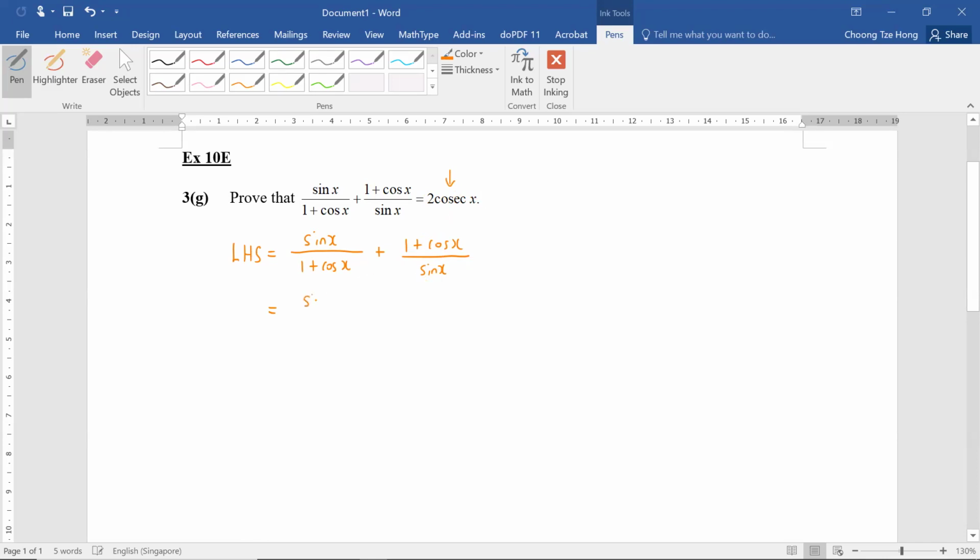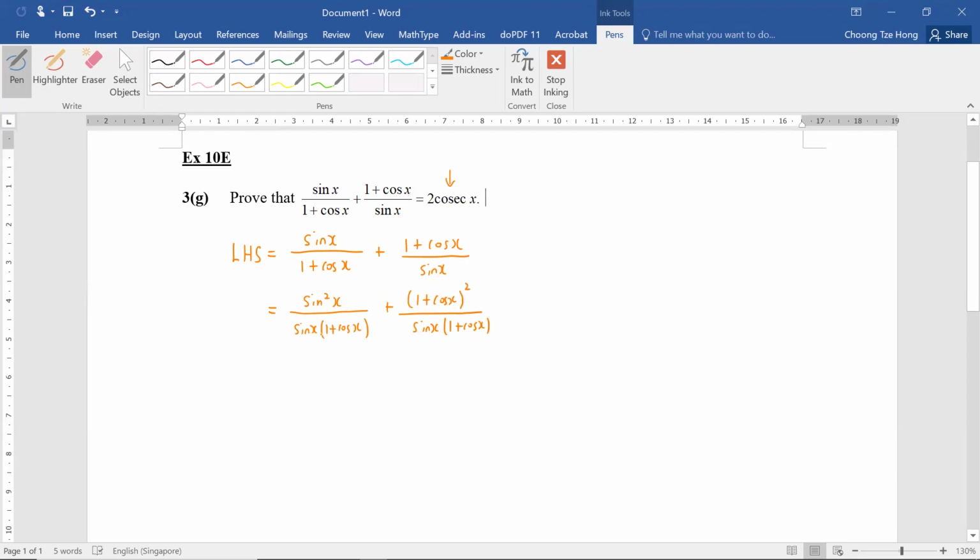For the first term on the left, we have sine square x. We need to multiply by sine x, then over sine x, 1 plus cosine x. Then plus, over here, we will need to multiply by 1 plus cosine x. So we'll get 1 plus cosine x square over sine x, 1 plus cosine x. So this is what we're going to get.